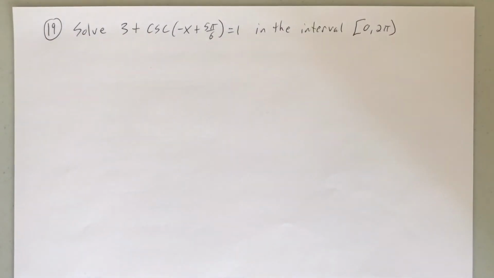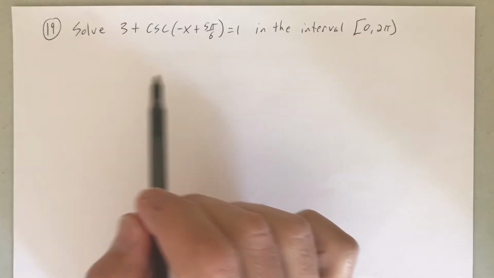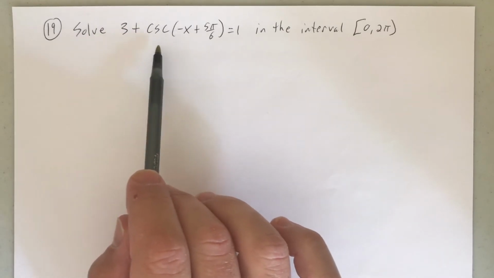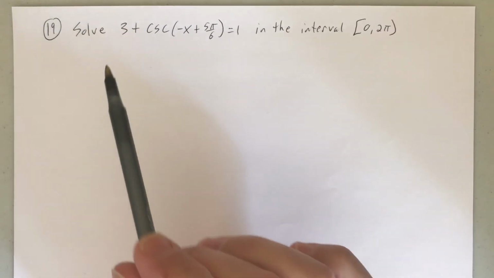All right, so let's go ahead and take a look at number 19, and this is going to be the last problem for solving trig equations. And we did 19 examples. So if you look at here, I just kind of switched it up a little bit from what I was doing. I got a reciprocal function here just to show you that.